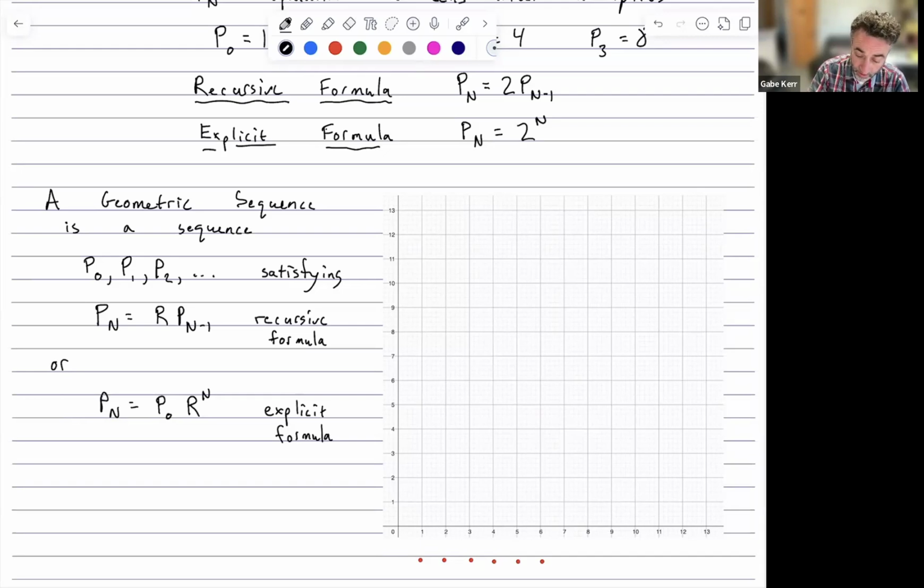This number r that occurs in both of the formulas, here and here, that number is called the common ratio. r is called the common ratio, just like in the arithmetic sequences we had the common difference. This is called the common ratio.